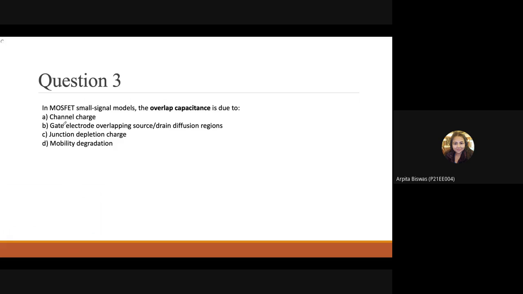In the MOSFET small signal model, the overlap capacitance is due to: first option, the channel charge; second, the gate electrode overlapping the source drain diffusion region; option C, the junction depletion charge; and option D, mobility degradation. Ma'am, second option, the gate electrode overlapping the source drain diffusion region. Good. Option B.